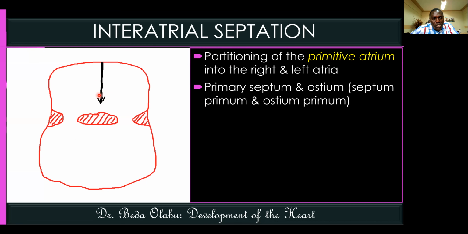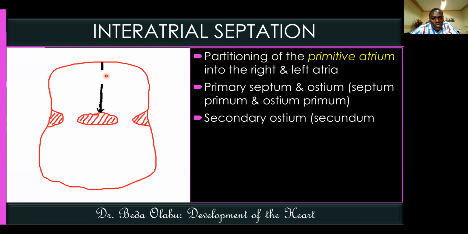But the septum is growing towards the endocardial cushion. And so it will reach a point where the septum has actually reached the endocardial cushion, which means that the primary ostium is now obliterated. By the time the primary ostium is being obliterated, there is something forming on the upper part of the primary septum. A hole is appearing on the upper part of the primary septum. That hole that appears on the upper part of the primary septum is known as the secondary ostium. You can call it ostium secundum.